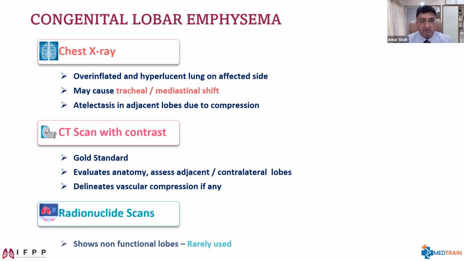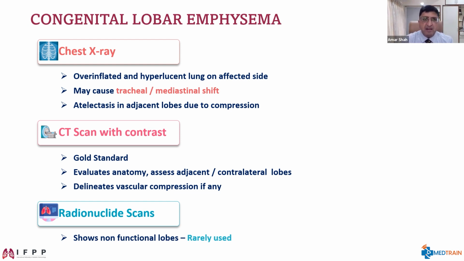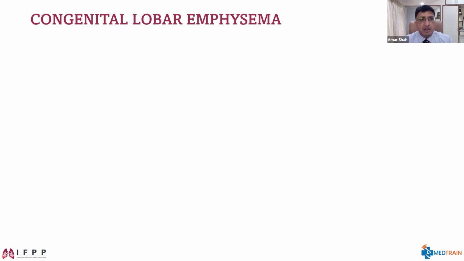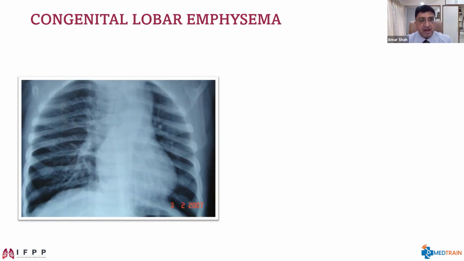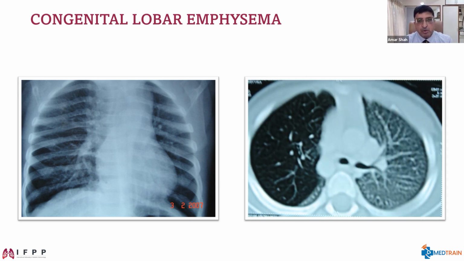Radionuclear scans have been done. They, however, just show a non-functional lobe, and they are rarely used. So this is the X-ray showing a right hyperinflated lung in a CLE. The CT scan again shows a right hyperinflated lung, and a small collapsed lobe is also seen down here over the medial part. This is of course the normal lobe which has collapsed because of the hyperinflated pathological lobe.